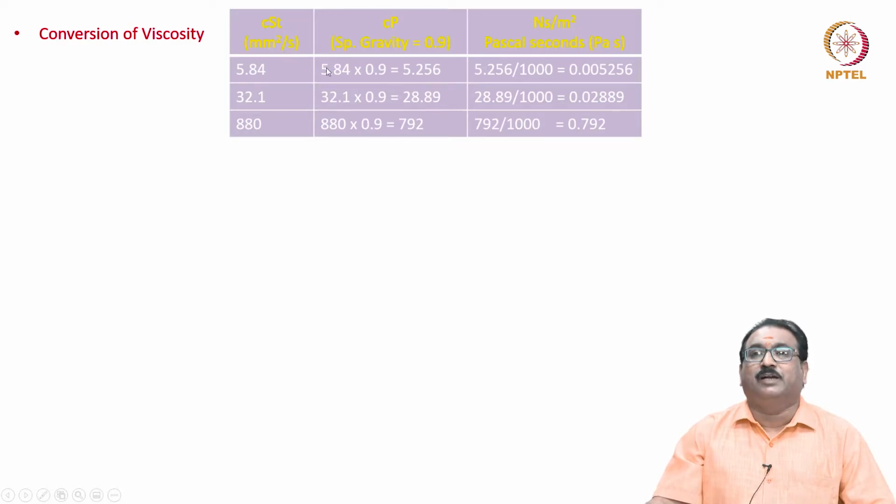So, now viscosity, as I have told you, it is given in the CST, kinematic viscosity. I am converting into centipoise by multiplying with the specific gravity of the fluid, assumed to be 0.9. I am converted here. Then I am converting into SI unit, Newton second per meter square. Newton per meter square is a Pascal and second is a S, I am writing here, Pascal second. How to convert? After getting this, divided by 1000.